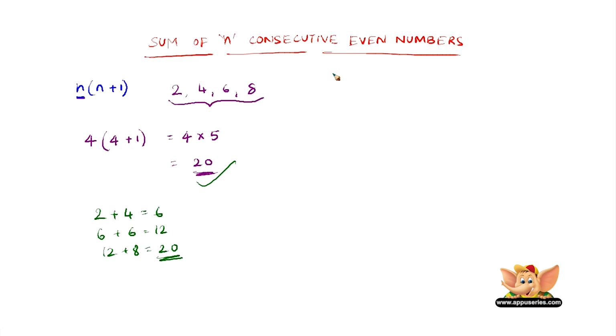Say, let us try to find the sum of 15 even numbers now. That is 2, 4, 6, 8, and so on until 30. So all we have to do is substitute 15 in the place of n, and it becomes 15 into 15 plus 1, which is nothing but 15 into 16, which is 240. Therefore, 240 is the answer of the sum of 15 consecutive even numbers.